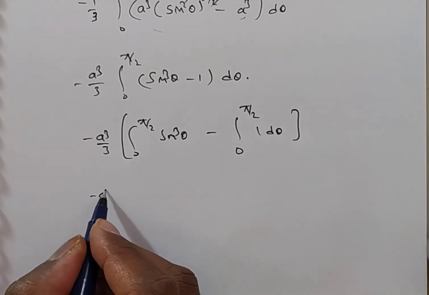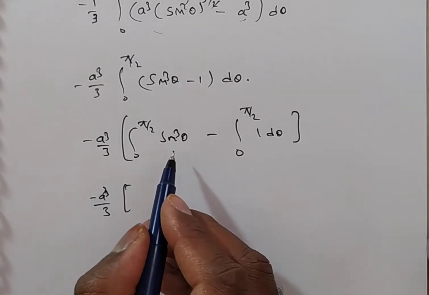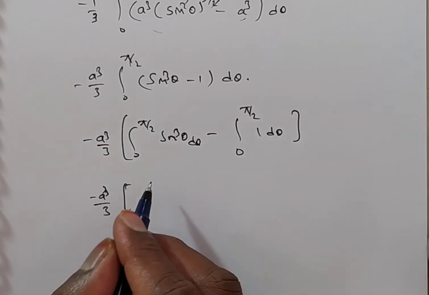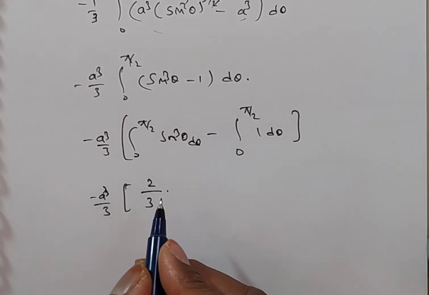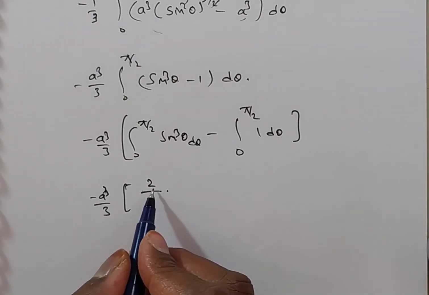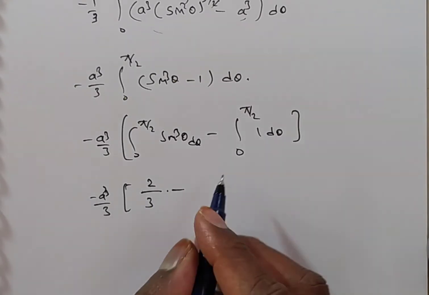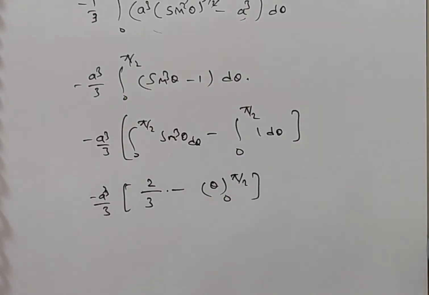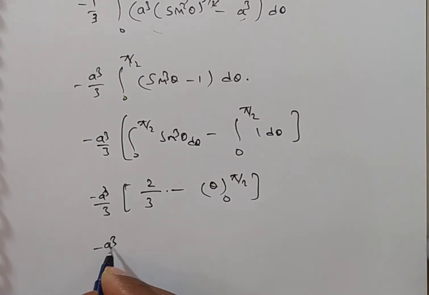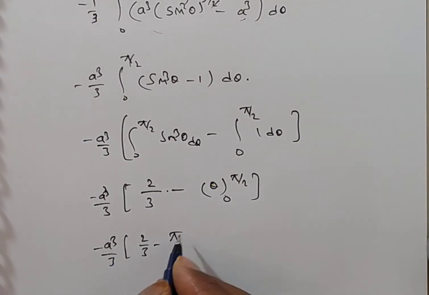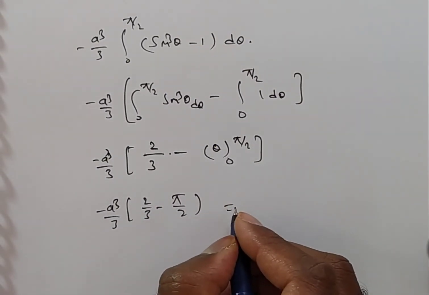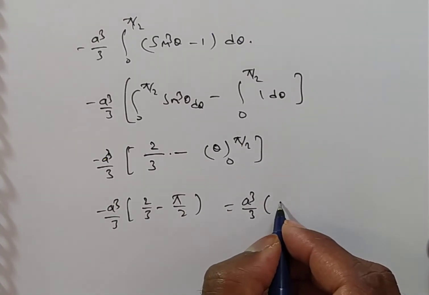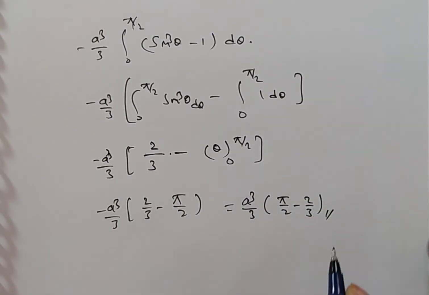Friends, from the Wallis theorem, I am writing that the integral of sin cube theta d theta is nothing but, what is the numerator you have? m is equal to 3. So m minus 1 by m. From this, can you remove 2? If you remove, then what will happen? 0. So don't take this one. Next, minus the integral of 1, which is theta, limits from 0 to pi by 2. From this, minus a cube by 3, 2 by 3 minus pi by 2. So multiplying inside, you will have a cube by 3, and I am writing outside minus, multiplying just, then I will have pi by 2 minus 2 by 3. This is the final answer.